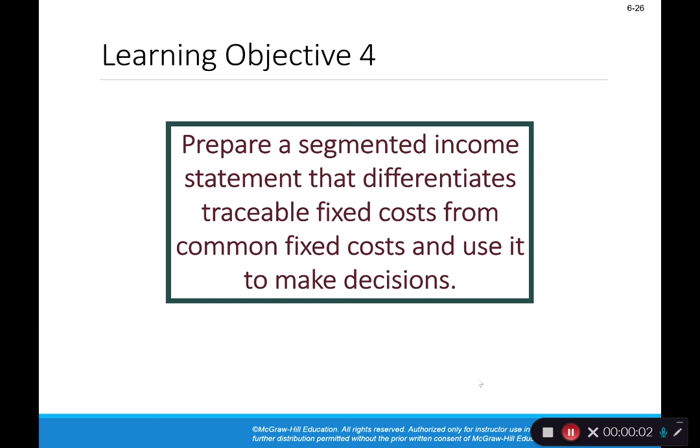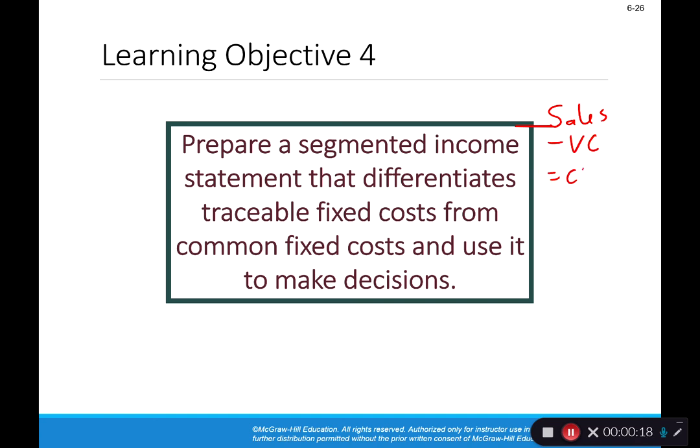All right, everybody, welcome back to Chapter 6. We're now going to talk about segmented income statements. Now, there's a lot of slides I'm going to go over to demonstrate this, but I promise you, this is super easy because you already know a contribution margin income statement. So let's go over that now.